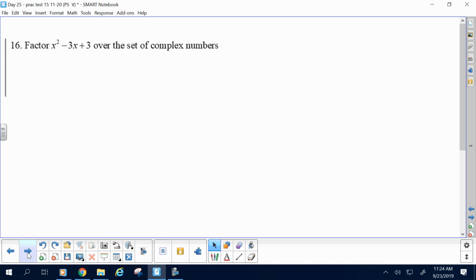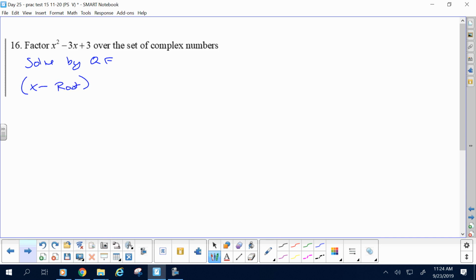All right, 16. We did this the other day, but I think it could bear some repeating. So how do you factor a quadratic over complex numbers? How do you do it? Solve by the quadratic formula. And then once you have the roots, it's just x minus each root. Try that on your own, and we'll compare in a second.